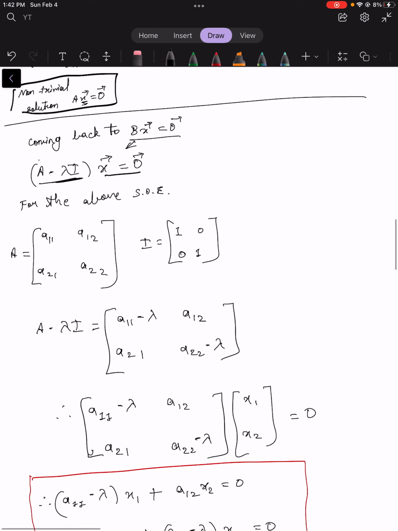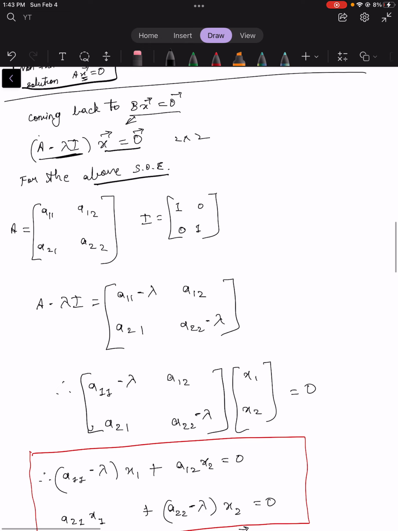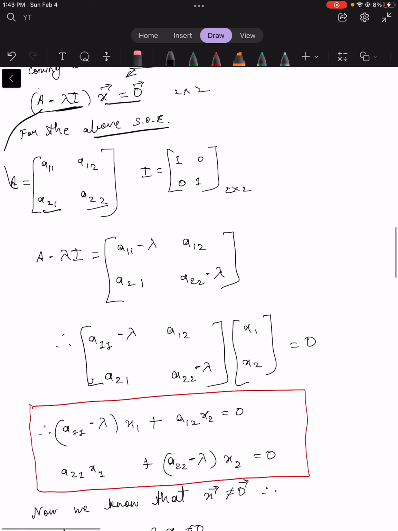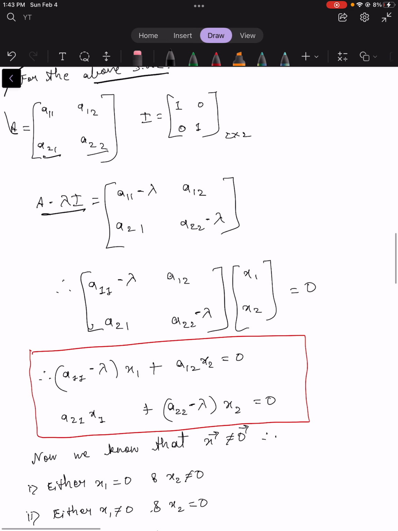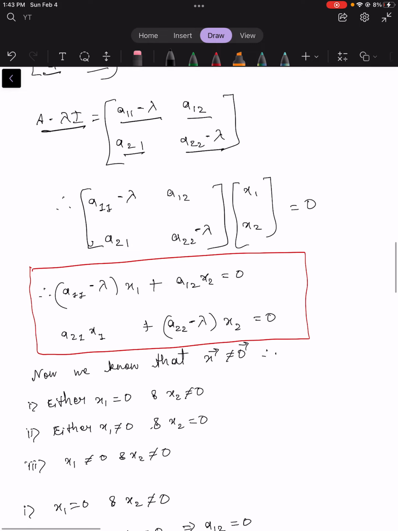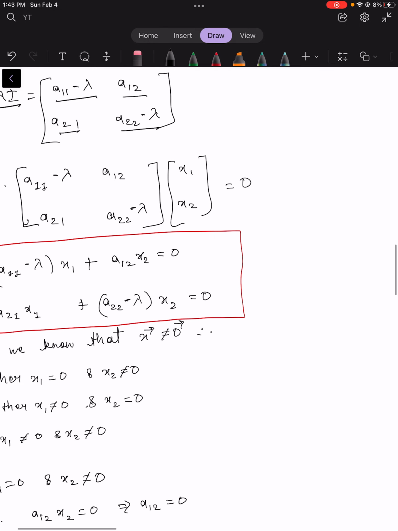Now let's solve this equation for a 2 by 2 matrix. For the above system of equations, we can write A as [a11 a12; a21 a22] and I as [1 0; 0 1]. It's a 2 by 2 matrix. Therefore A minus lambda I will become [a11 minus lambda, a12; a21, a22 minus lambda]. In some videos you'll often see that this is called the characteristic equation, and the roots are called the eigenvalues.